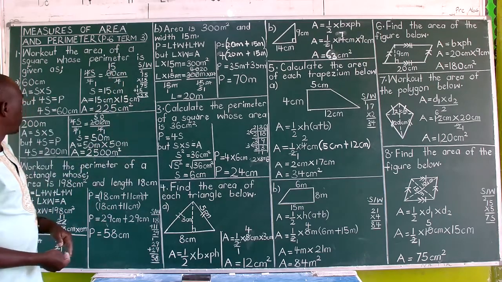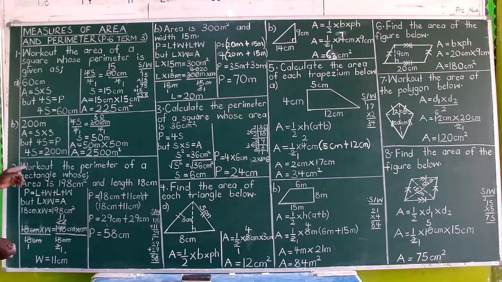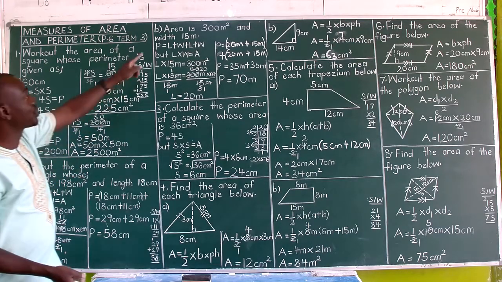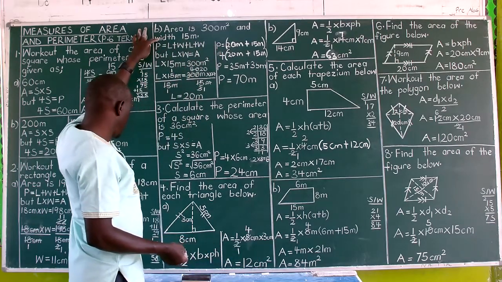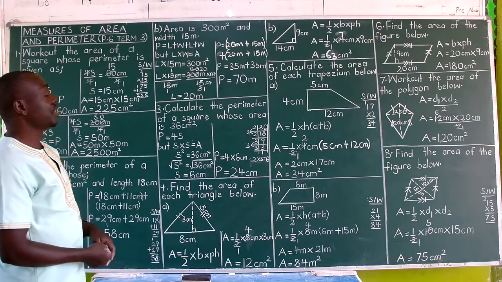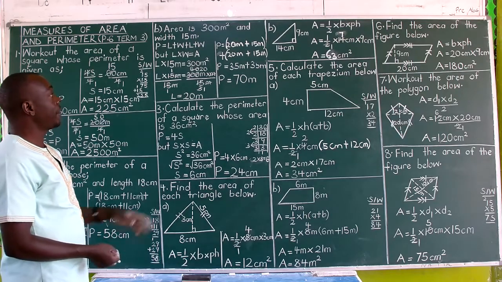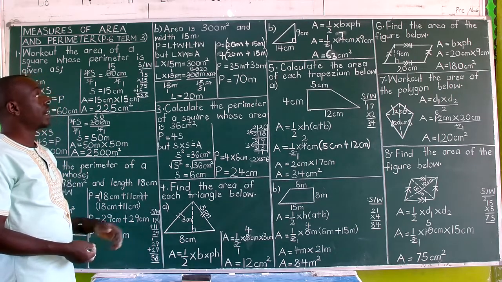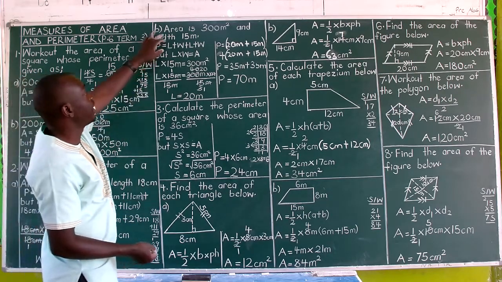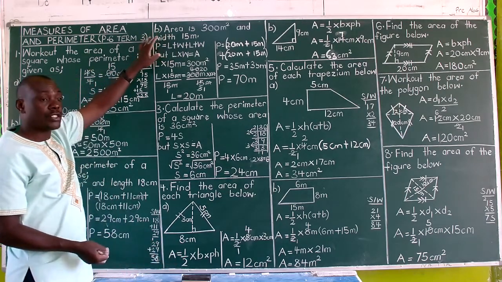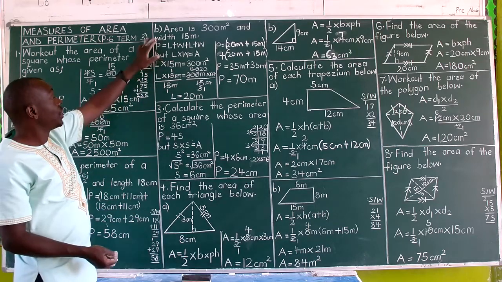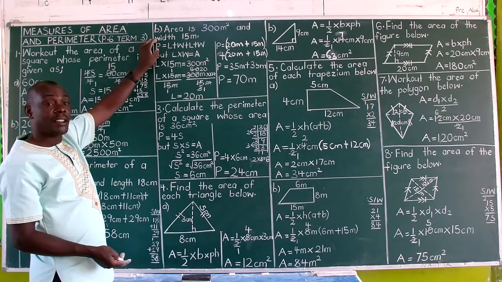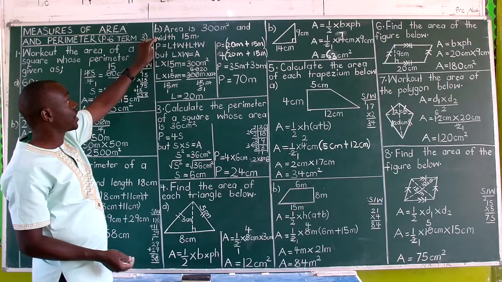So then we go to part B. So part B still reads in the same way. Work out the perimeter of a rectangle whose area is 300 meters squared and the width is 15 meters. Mark, these are meters now, and again mark, this time round we are given area and width as opposed to part A, which gave us area and length. So here we are given the width as well as the area of the same rectangle.